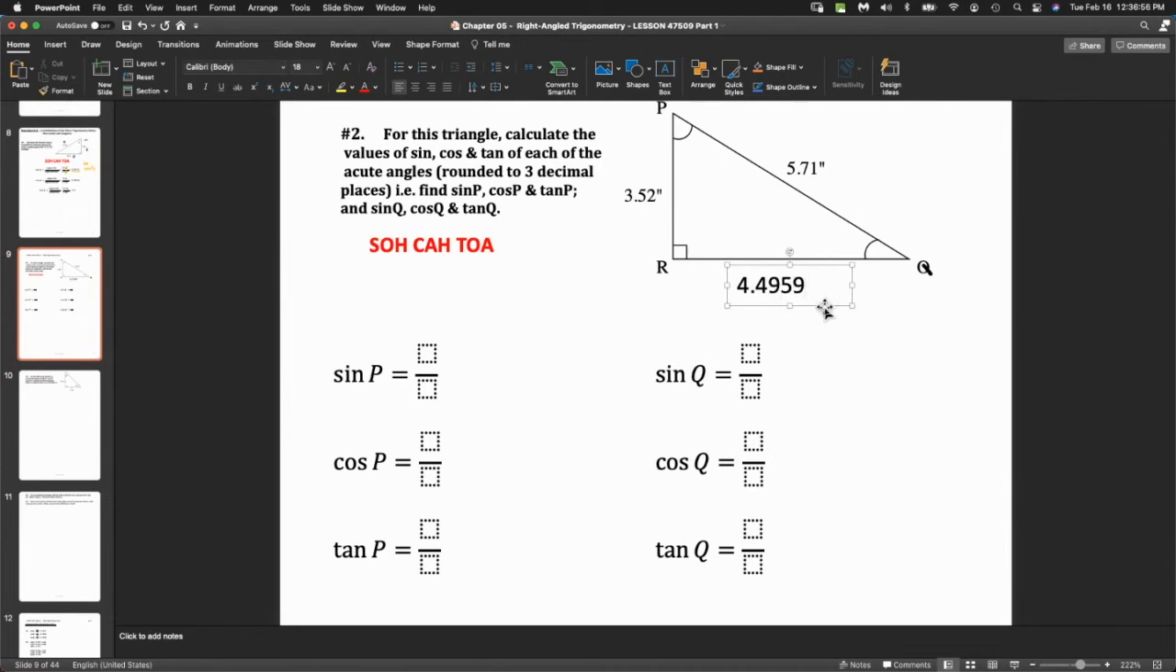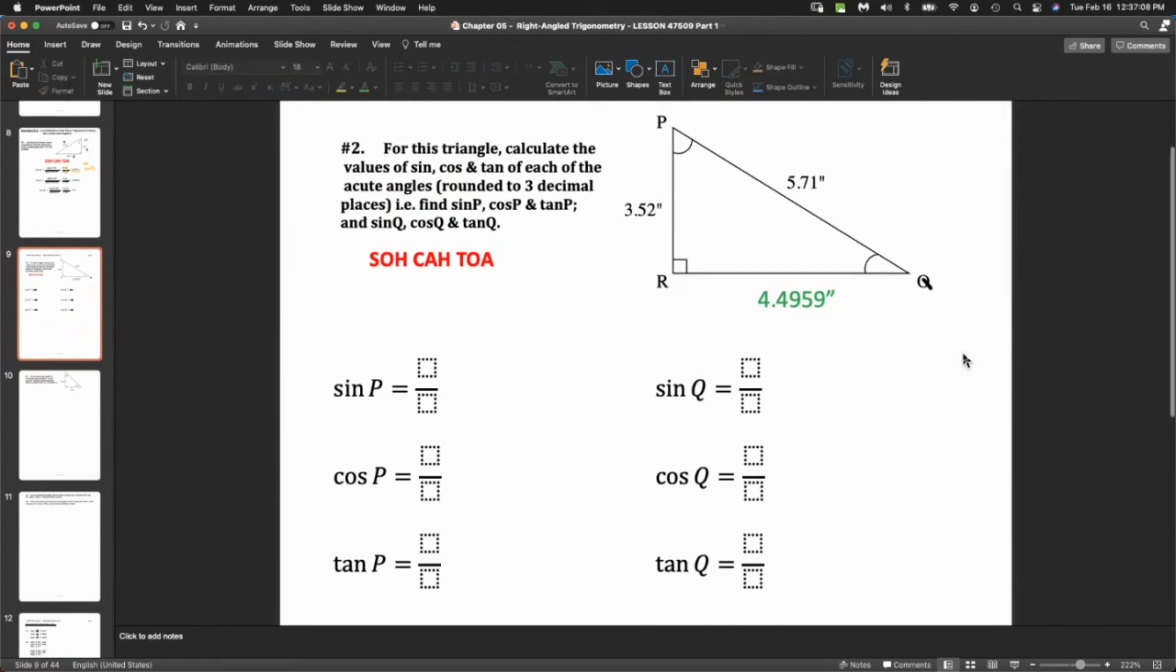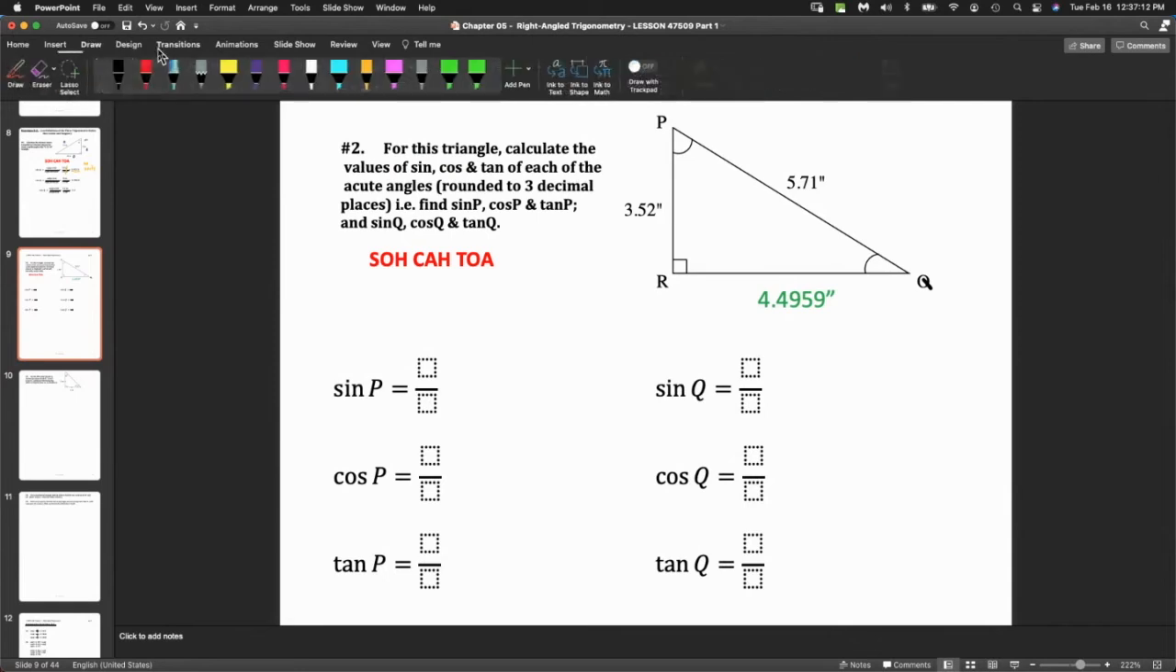So I'm not giving you a lesson on the Pythagorean theorem today, but you could get that length there using the Pythagorean theorem. So if anybody's like, how did I get that number? Pythagorean theorem. So now we're going to compute the ratios for sine, cos, and tan of P. I'll try to do this as organized as possible because I'm going to have to label the triangle a couple of times.